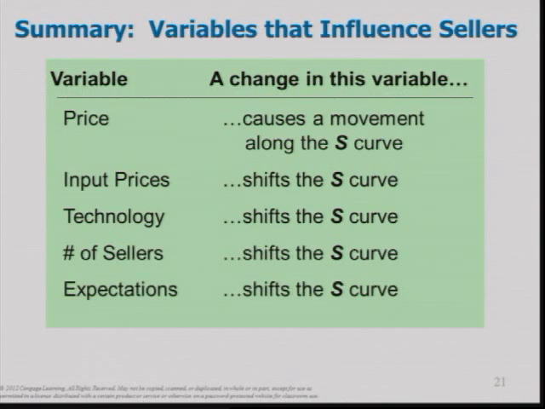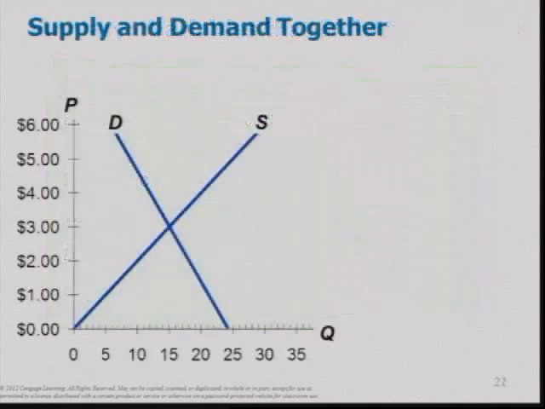This is Table 2 on page 76 in your book, and that just summarizes what can shift supply. These four things here, and remember that a change in the price of the product itself just causes a movement along the supply curve. All right, now we're going to put these two curves together. Price and quantity are always on your axes.